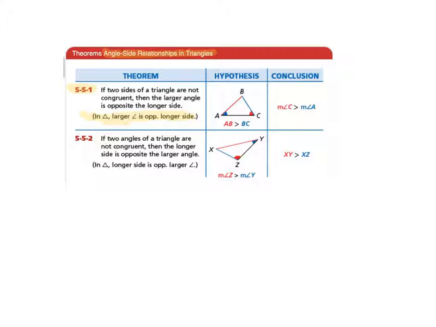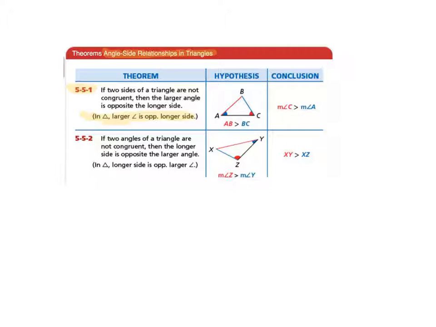Okay, this is section 5-5, inequalities in one triangle. These theorems are angle-side relationships in triangles. For the first theorem, 5-5-1, it doesn't actually have a name, so the abbreviated version: in a triangle, the larger angle is opposite the longer side.